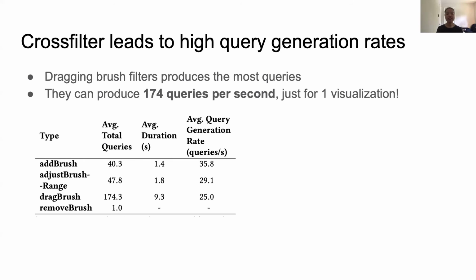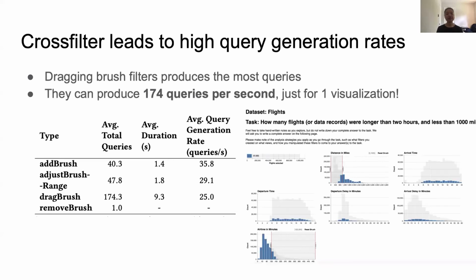We also find that cross-filter leads to high query generation rates. For example, we find that dragging of brush filters produces the most queries. And on average, dragging brush filters can produce 174 queries per second for just one visualization. So why is this significant?